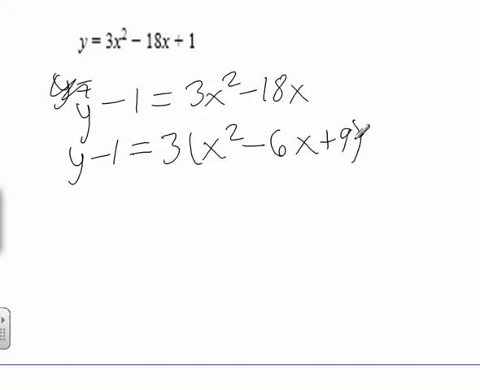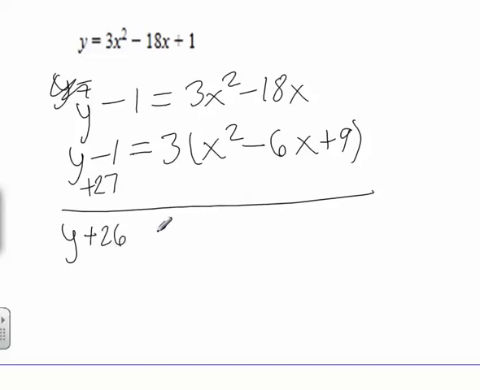Okay, so what did I really just add to the side? I added 3 groups of 9. So I need to add 3 groups of 9 to this side as well, which would be the same as adding 27. So we add that together and we end up with y plus 26 equals 3 times, factor this, x minus 3 squared, and then we can subtract the 26 from each side.